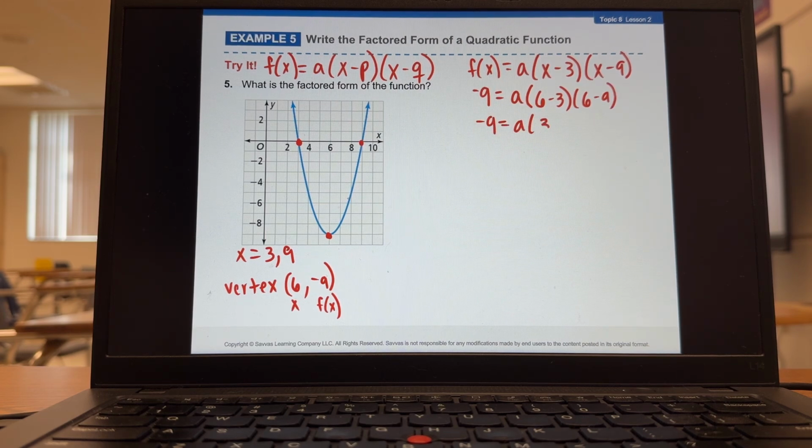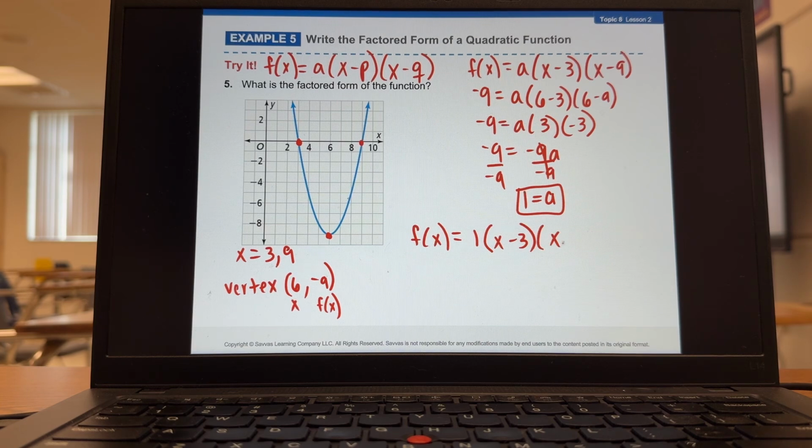6 minus 3 is 3, 6 minus 9 is -3, 3 times -3 is -9a, divide by -9, and the a is also a 1 again. So you can either write your answer as 1 times x minus 3 times x minus 9, or you can just write it without the 1, because it's known that it's there. Either one of those two would be your answer.